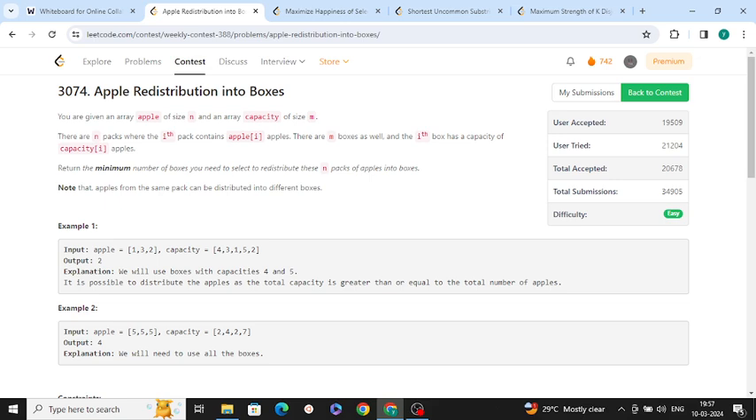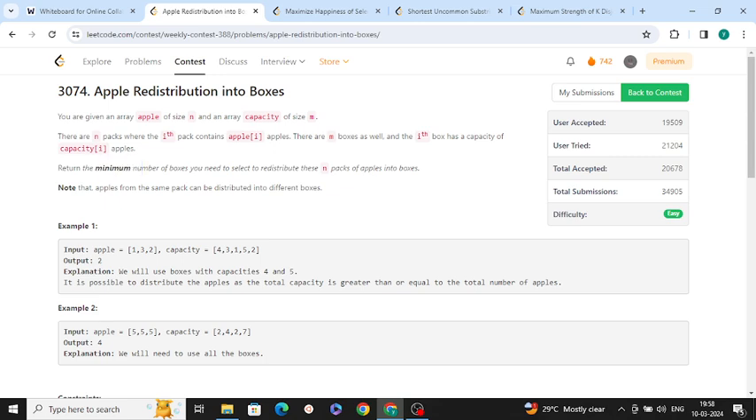So let's start with the very first problem. The first problem is Apple Redistribution into Boxes. Here we are given an array apple of size n and an array capacity of size m. There are n packs where the ith pack contains apple[i] apples, and m boxes where the ith box has a capacity of capacity[i] apples. We need to return the minimum number of boxes that we can select to redistribute the n packs of apples into the boxes, so we need to minimize the boxes.